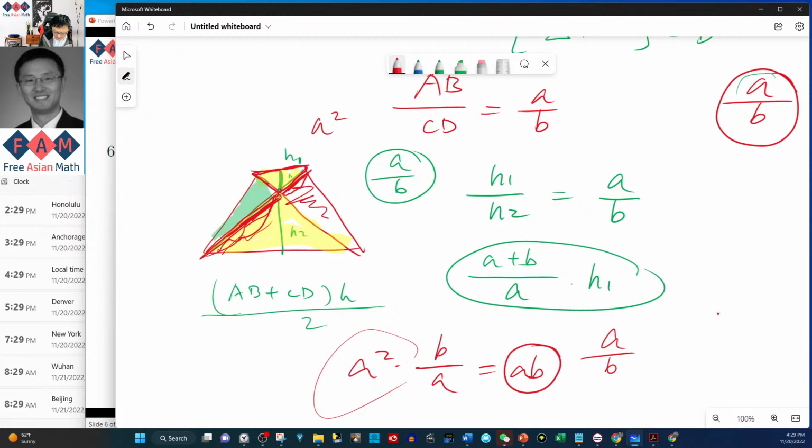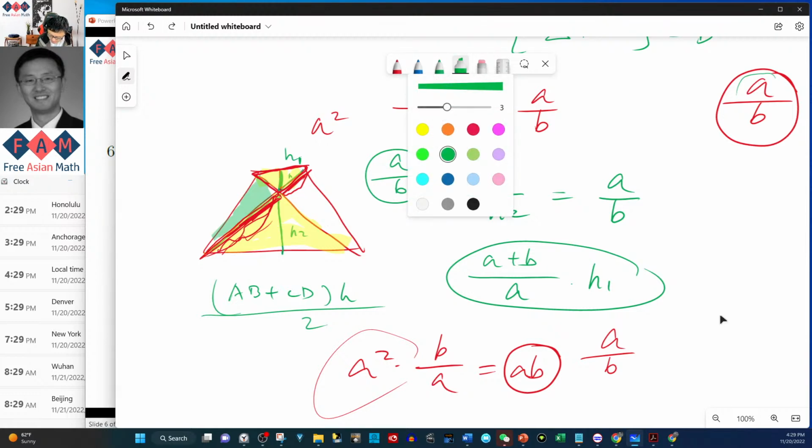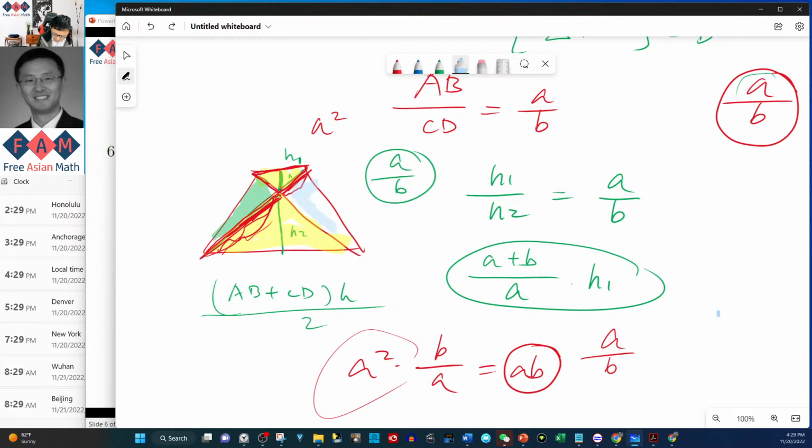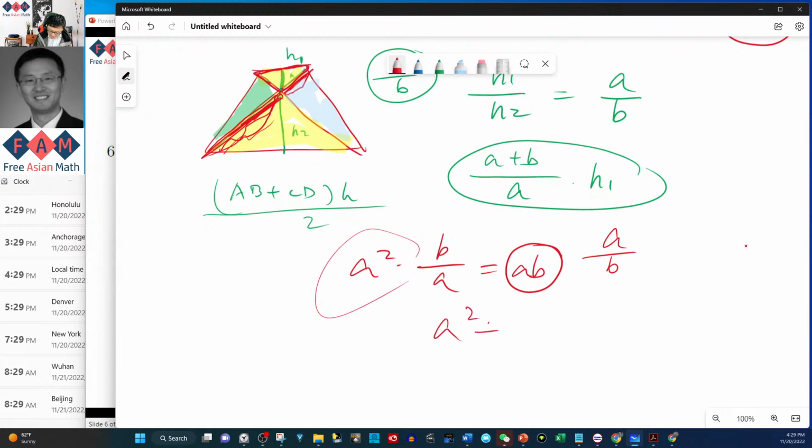Similarly, we know this must be AB as well. This one, I should not do it that way. Let's use a different color, blue. So this blue one is in the same situation as the green one, so this must also be AB. Now for the total area, it's just A squared plus AB, the green one, plus another AB, the blue one, and plus B squared, which is the yellow bottom triangle. And you can immediately see this is (A plus B) squared. So this is much faster than if you do the algebraic hard way.